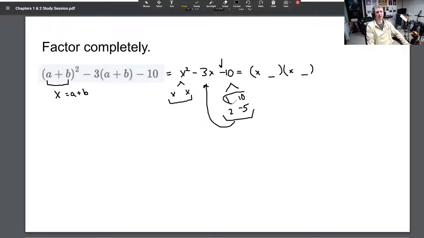Which pairing gives a sum equal to negative 3? That's the overarching question when you're determining which pair of factors to use. And the answer is obviously 2 with negative 5. So we're going to have x plus 2 and x minus 5.